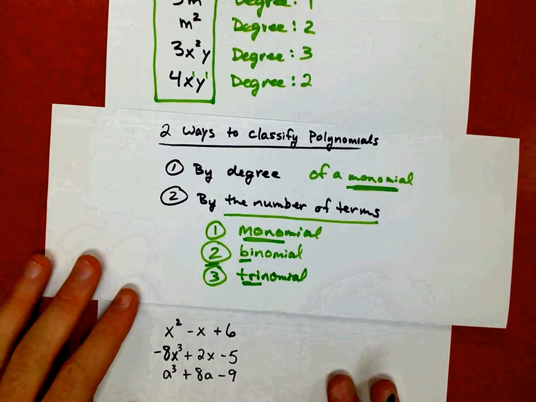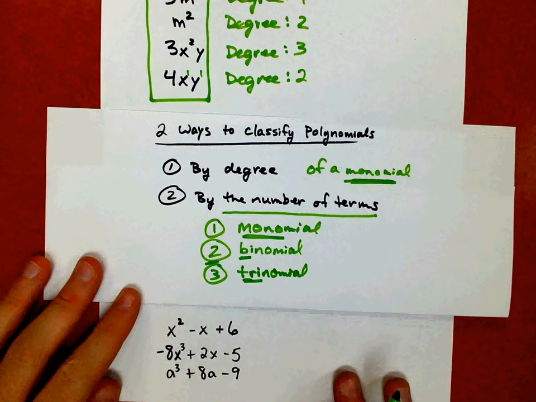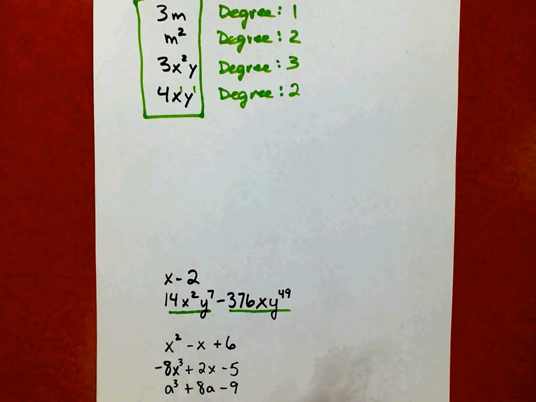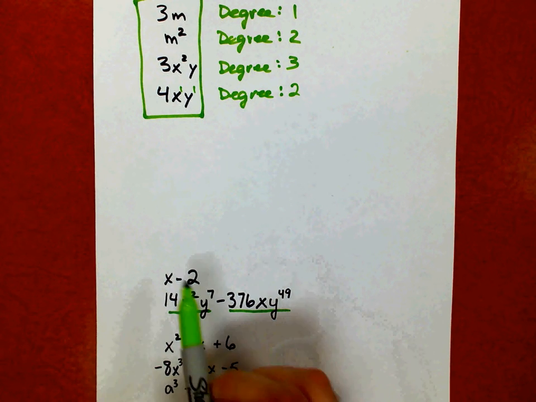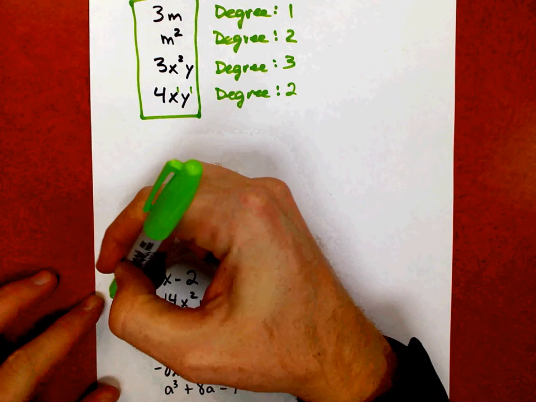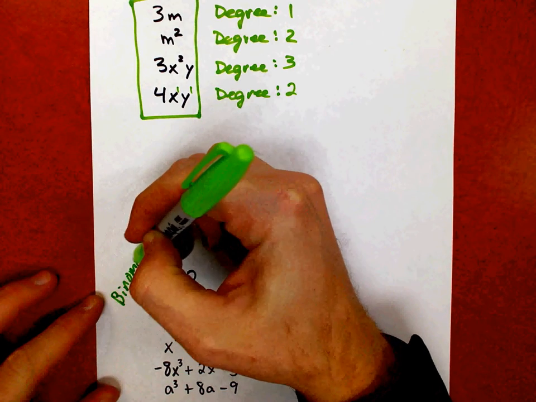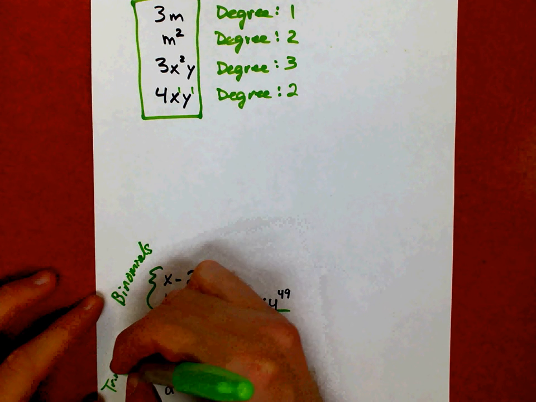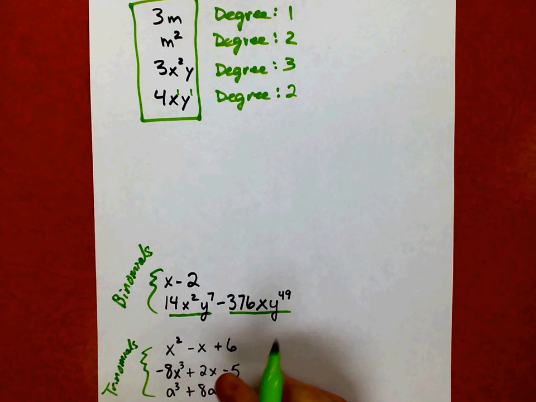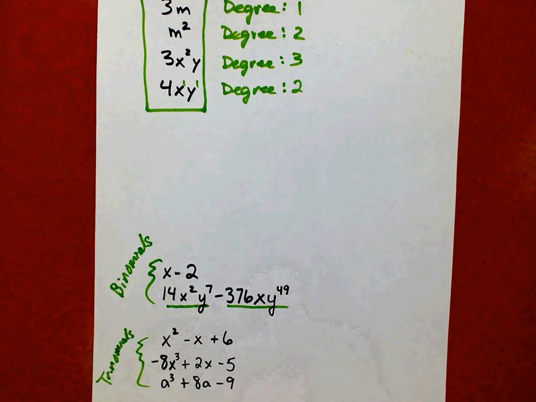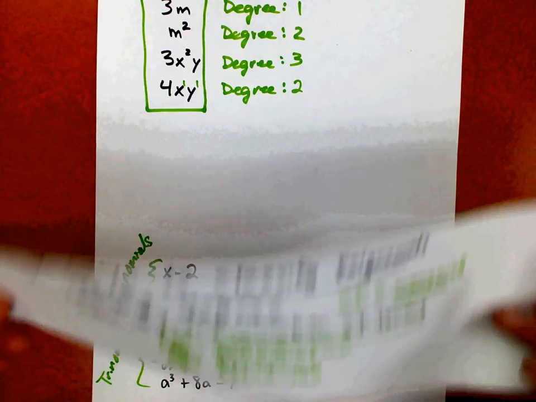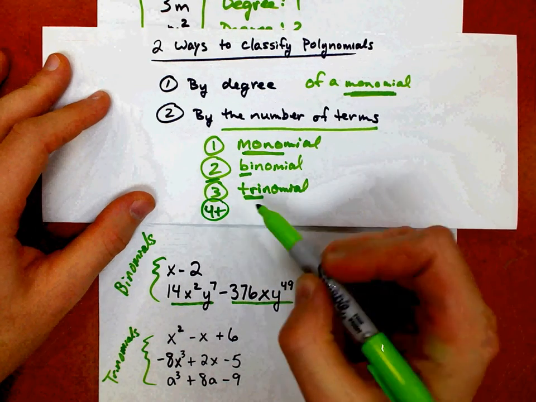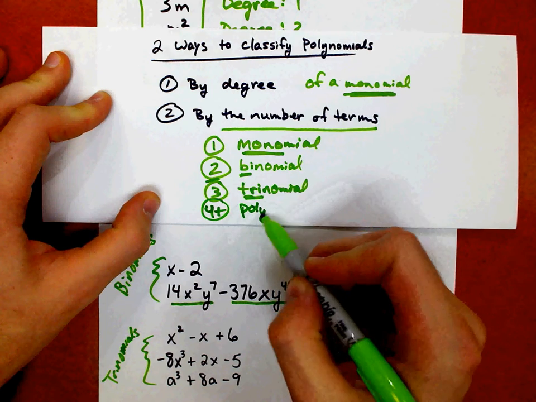And there's an example of a few trinomials. But what I want you to notice is that the degree of each of these is different. Here I have a group of binomials. And here's your group of trinomials. And really, one other thing I forgot to mention is that anything more than 3, 4 or more, is simply just referred to as a polynomial.